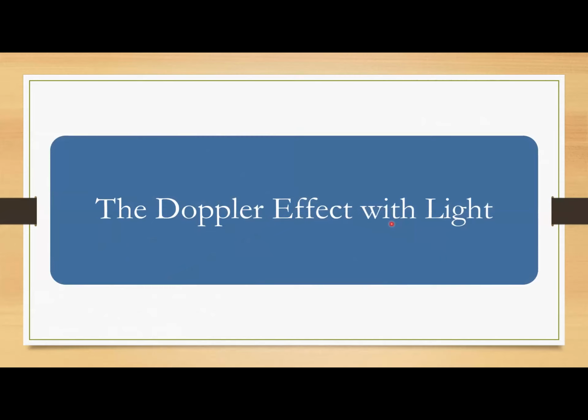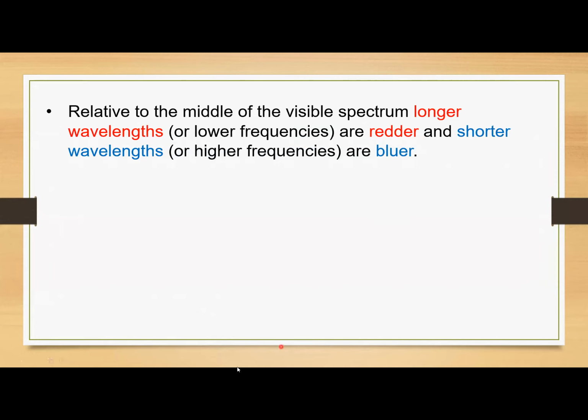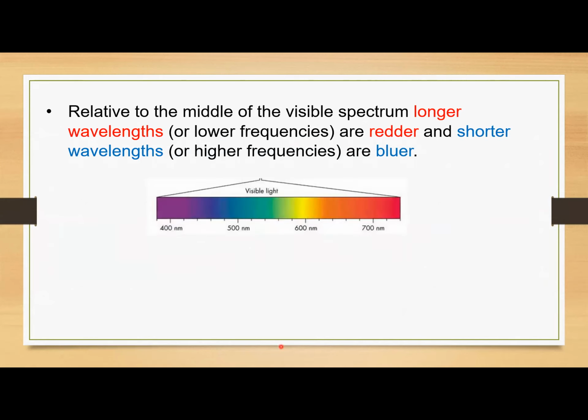Okay, we have also seen that you can experience the Doppler effect with light. Okay, so this is just the summary now. Relative to the middle of the visible spectrum. So here is the visible spectrum. Okay, so these are the colors that we can see. So it's visible to us. And the middle of it is approximately there. So relative to the middle, you can see on this end, we have around 400 nanometers and increasing. So this is the wavelength increasing up to 740 nanometers. Okay, so red here is with the longer wavelength, and the blue colors are towards the shorter wavelengths.